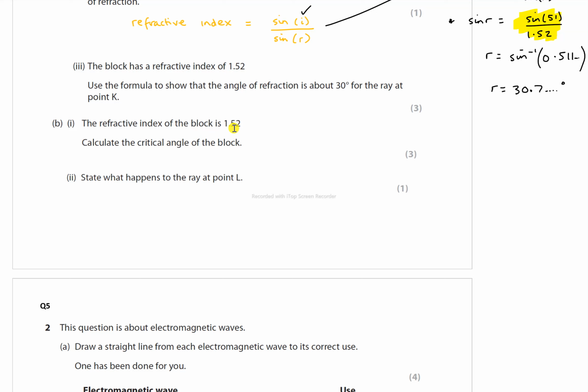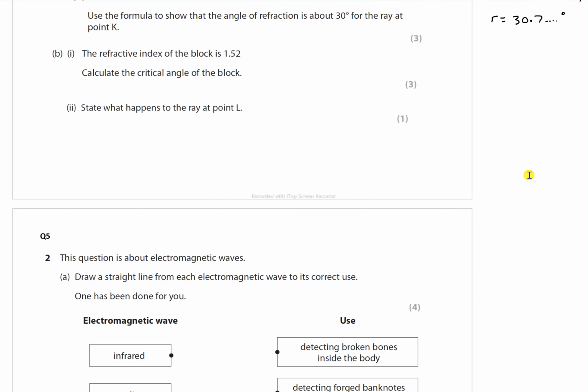Right, the refractive index is 1.42. Calculate the critical angle. Right, so what you do is, there's a formula: the sine of the critical angle is 1 over n. And let's get this right. Yep, that's the formula. We're trying to work out this.